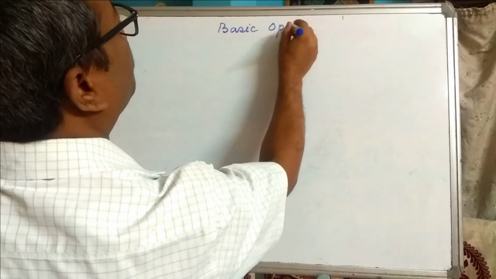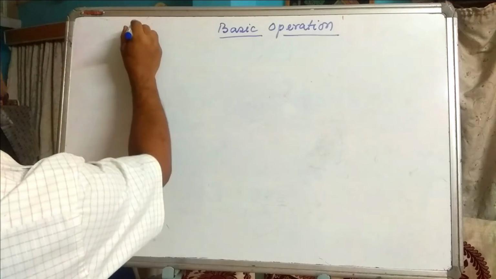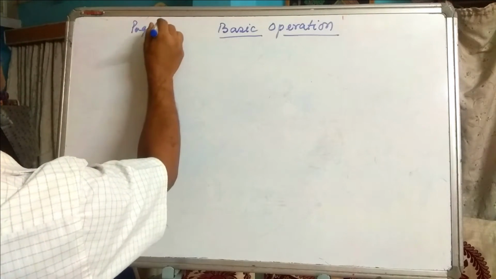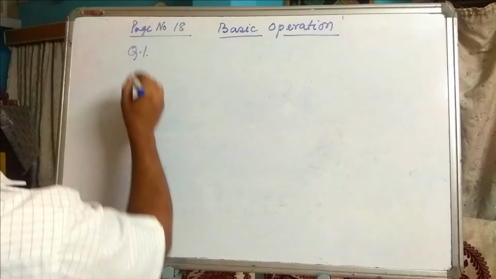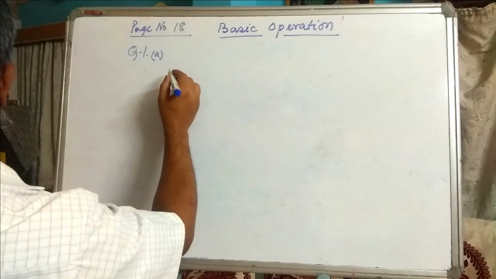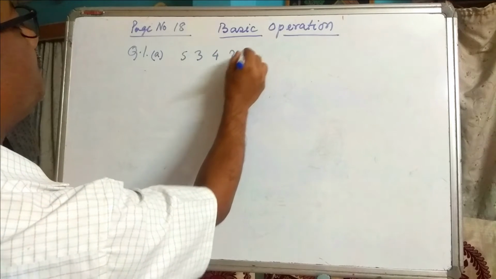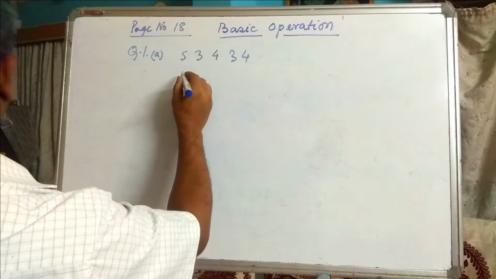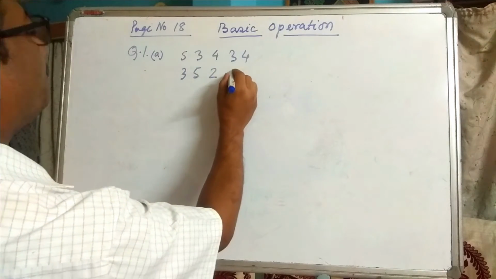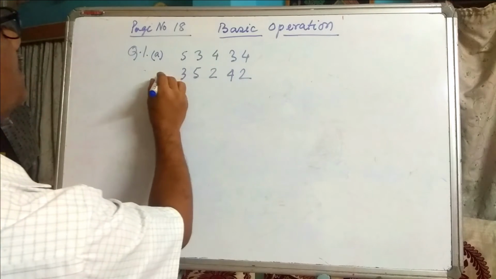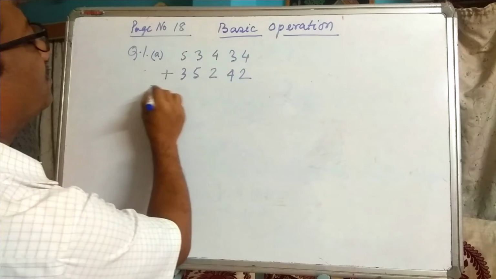Basic operation. Page number 18. Question number 1, sub-question A. 5, 3, 4, 3, 4, 3, 5, 2, 4, 2. This sign is the addition sign, the plus sign.